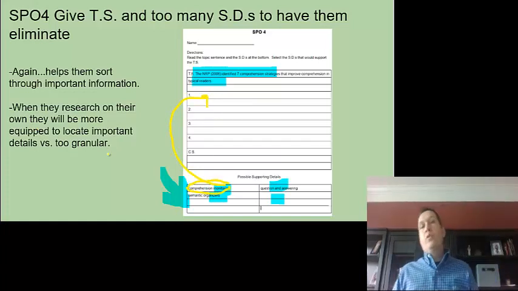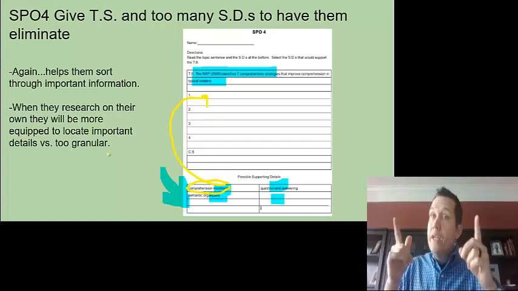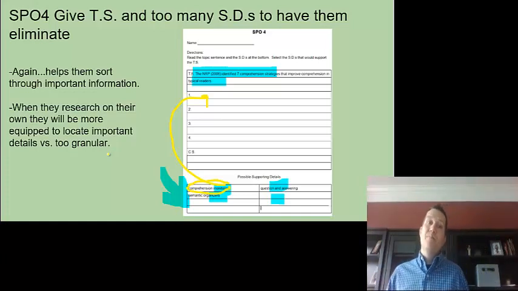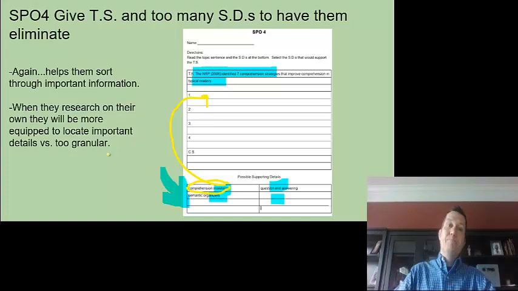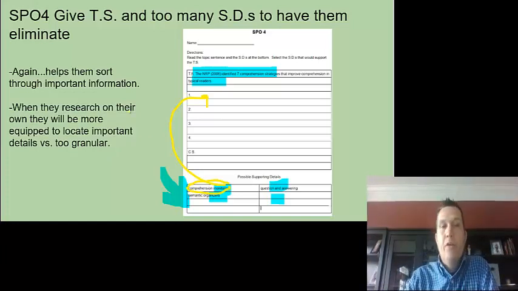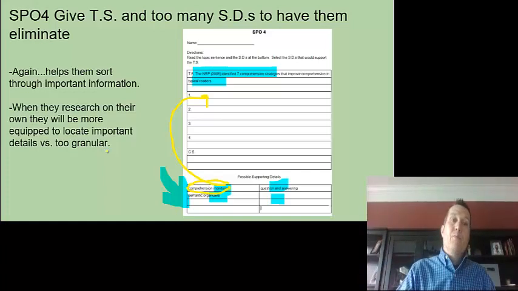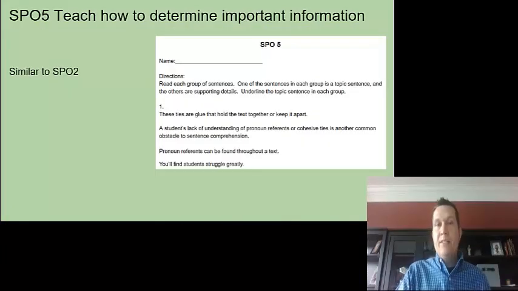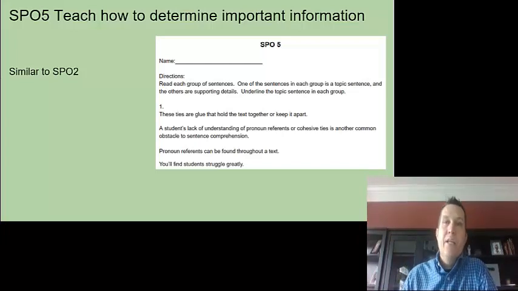So again, that helps them sort through important and unimportant information, which is one of those 7 identified comprehension strategies that readers need to be able to do. So you can see the reciprocity. When they research on their own, they're also going to be more likely to be equipped with locating important information. How many times have you had kids write reports, and they're unable to pull out the important information, and they just tell you a bunch of facts that have nothing to do with each other or are not even important facts?